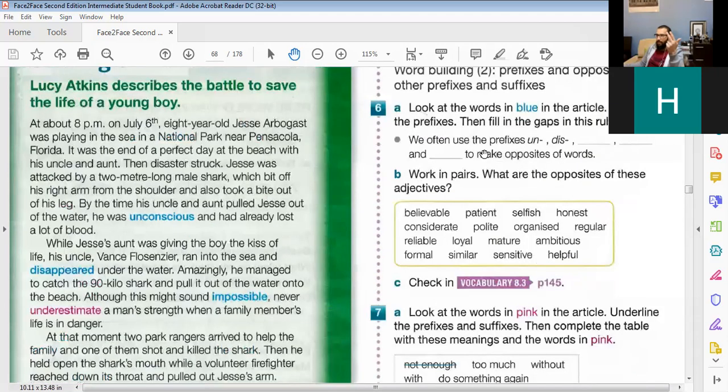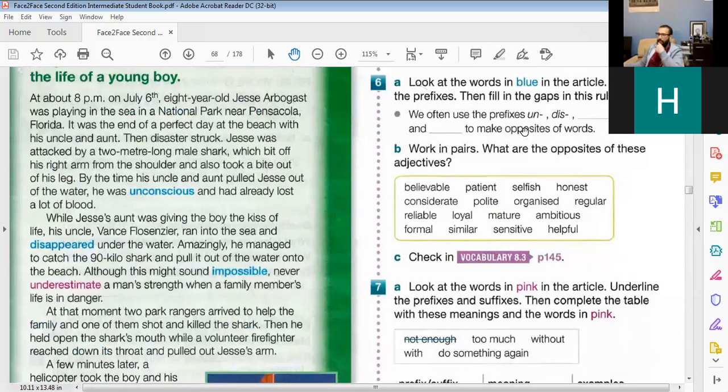Yes, exactly right. And we have three spaces. So this means we have the im, I-M, like impossible. We have the in, I-N, like incorrect. And we have the ir, I-R, like irresponsible. So these are three prefixes. And whenever you use them on an adjective, you will give the opposite meaning. So this is the first idea.